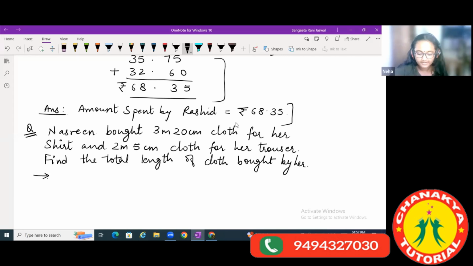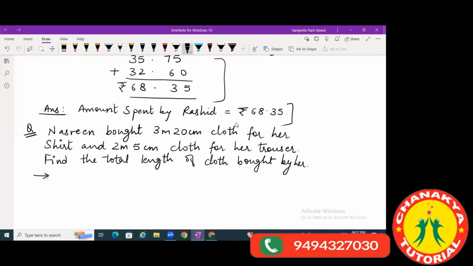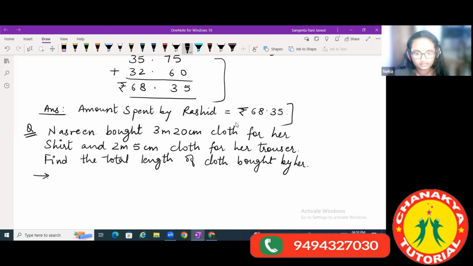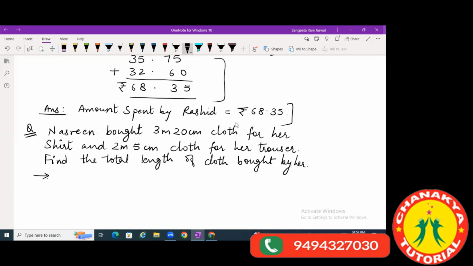Ma'am, the first statement is length of cloth Nasreen bought for her shirt. Okay, your statement is absolutely correct. But one thing is that always make short statements. Whatever the shortest sentence you can make, the statement should always be a short sentence. So you can write Nasreen bought this much meter cloth for shirt.